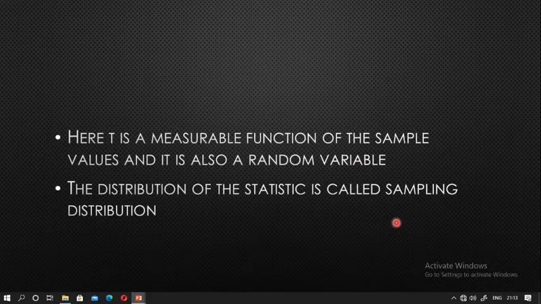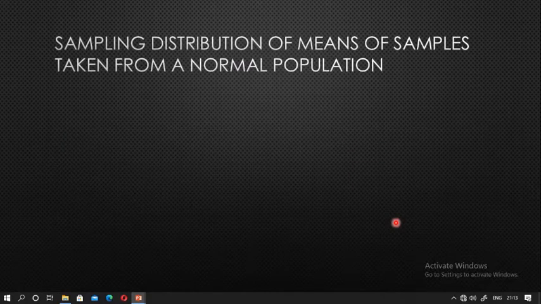Now the sampling distribution plays a very important role in statistical inference, but the determination of a sampling distribution in general is not a very easy job. The problem has been solved only in the case of a limited number of statistics. So let's have a look at the sampling distribution of means of the sample taken from a normal population.